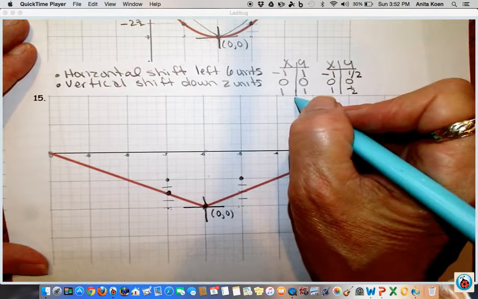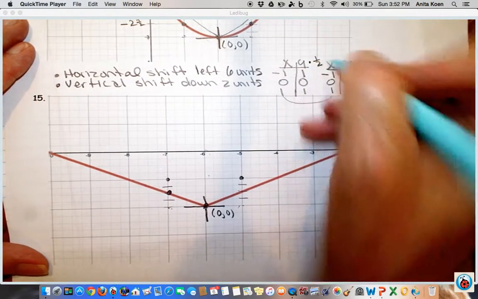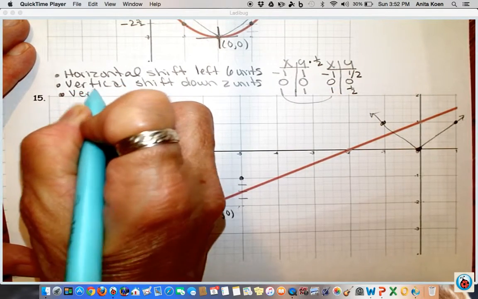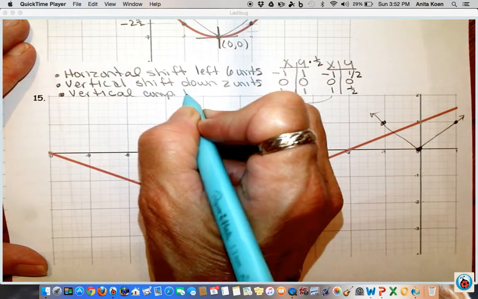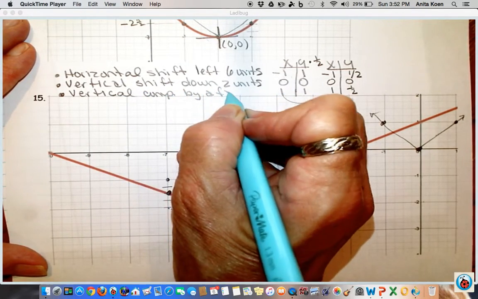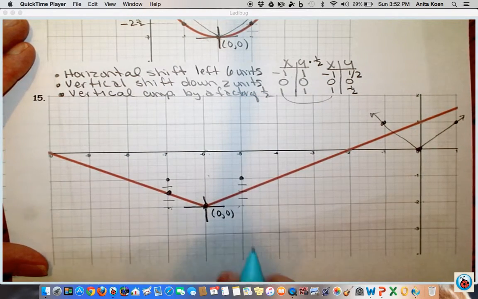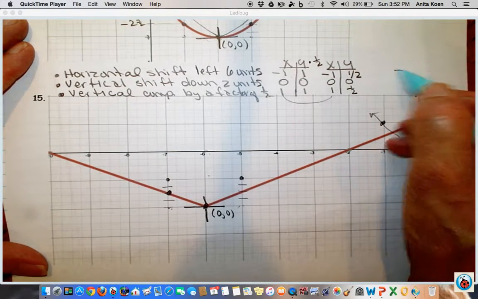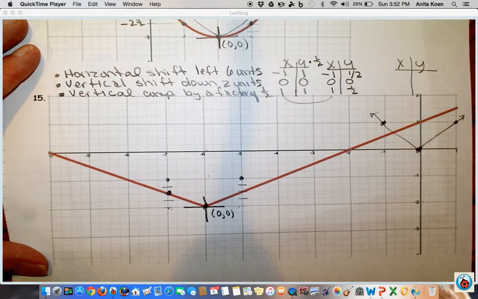So I notice that my x's are the same. My y's are being multiplied by 1/2. So that is a vertical compression by a factor of 1/2. Okay? So, but that's not the only answer. And I'm going to do the other one in case you see it and you want to do it.